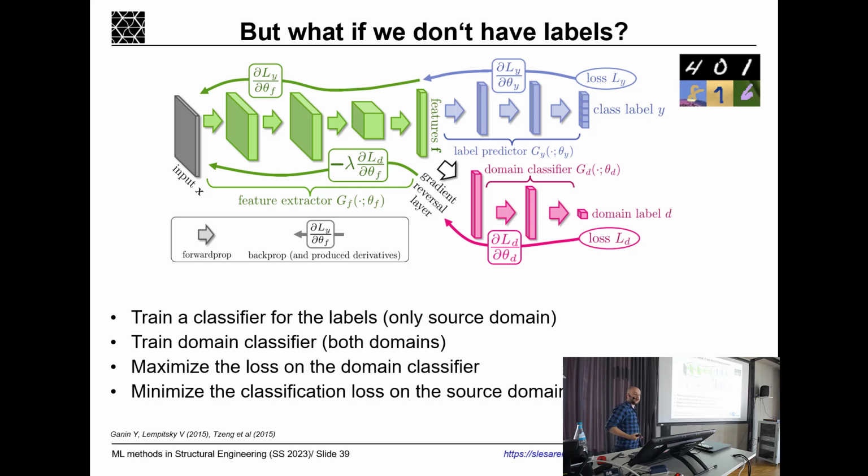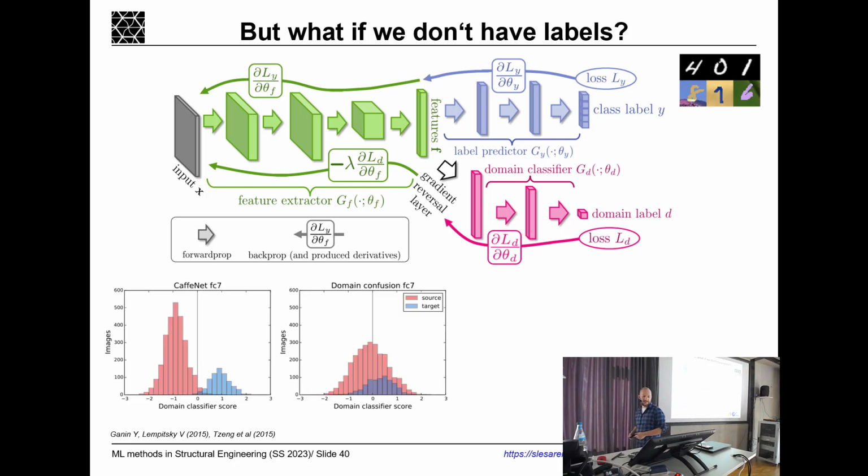You train a classifier for the labels, only on the source domain, because we don't have labels for the target domain. The target domain, of course, in this case is MNIST-M. Train a domain classifier for both domains. And instead of minimizing, you are maximizing the loss on the domain classifier. You want your model to be very bad at distinguishing the domains. And then, together, you minimize the classification loss on the source domain, because you still need to recognize numbers. And that's actually an example from another paper.